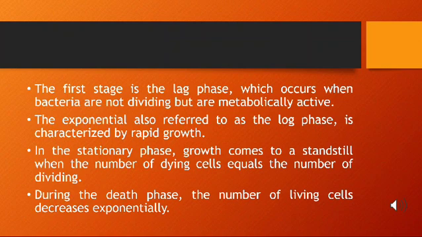The first stage is the lag phase, which occurs when the bacteria are not dividing but are metabolically active. The exponential phase, also referred to as the log phase, is characterized by rapid growth. In the stationary phase, growth comes to a standstill when the number of dying cells equals the number of dividing cells. During the death phase, the number of living cells decreases exponentially.